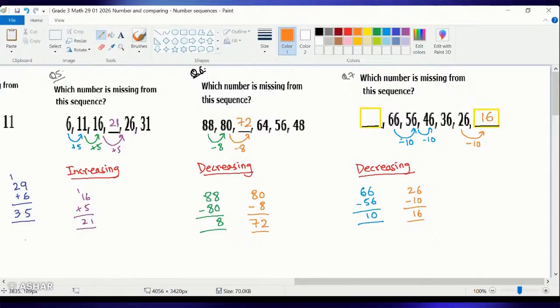What about the first value? The first value should be 10 greater than 66. 66 plus 10 would be 76. So what we can say in this sequence is, this would be 76. There can be more than one missing number.